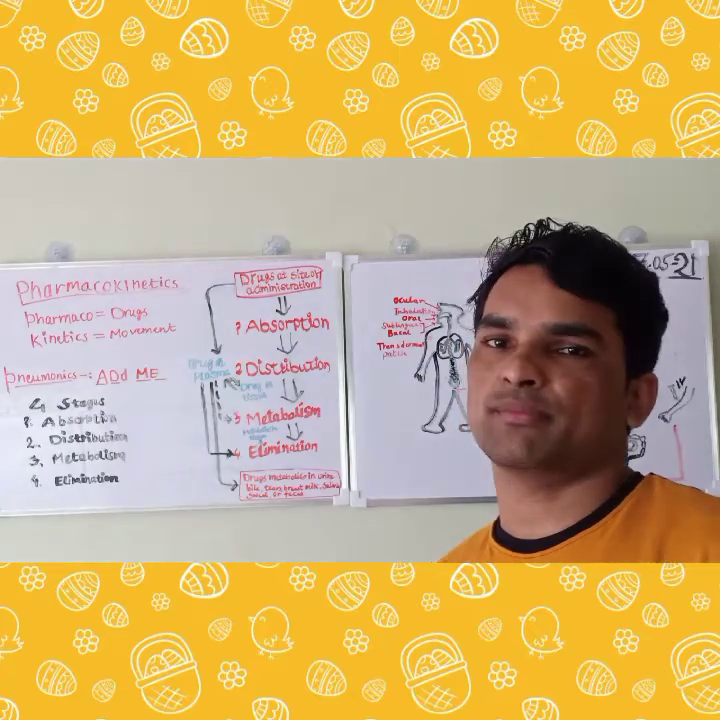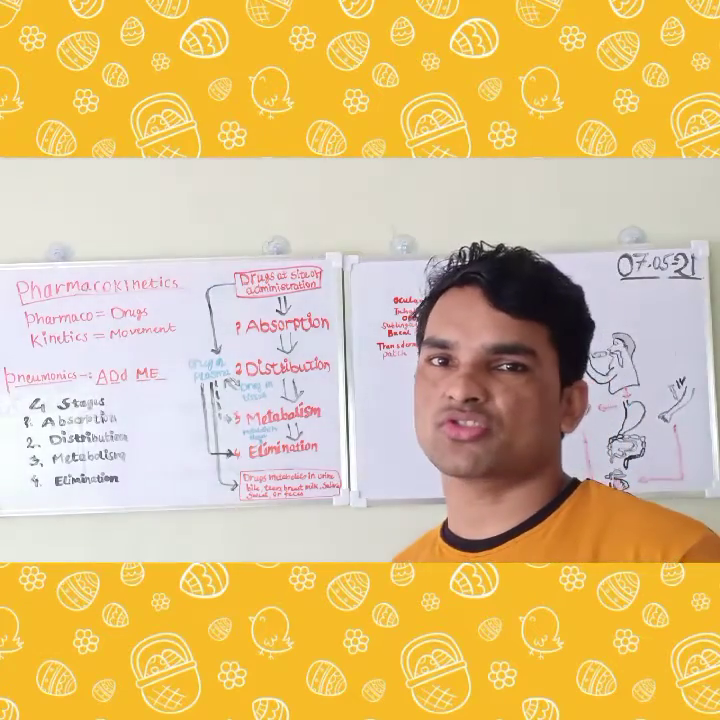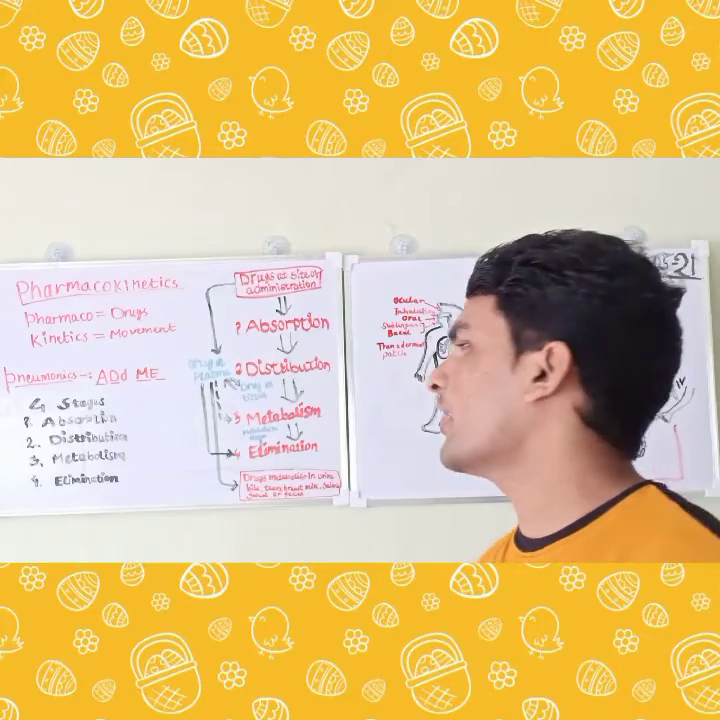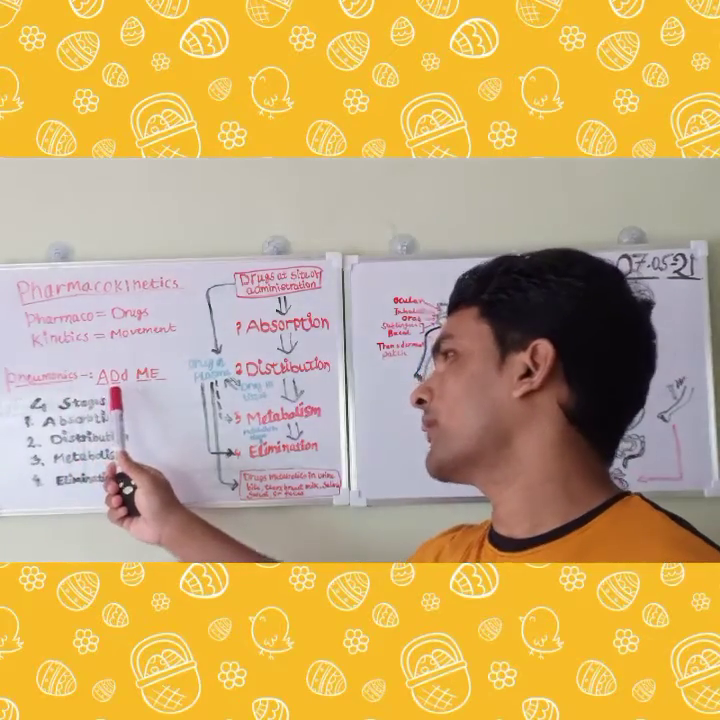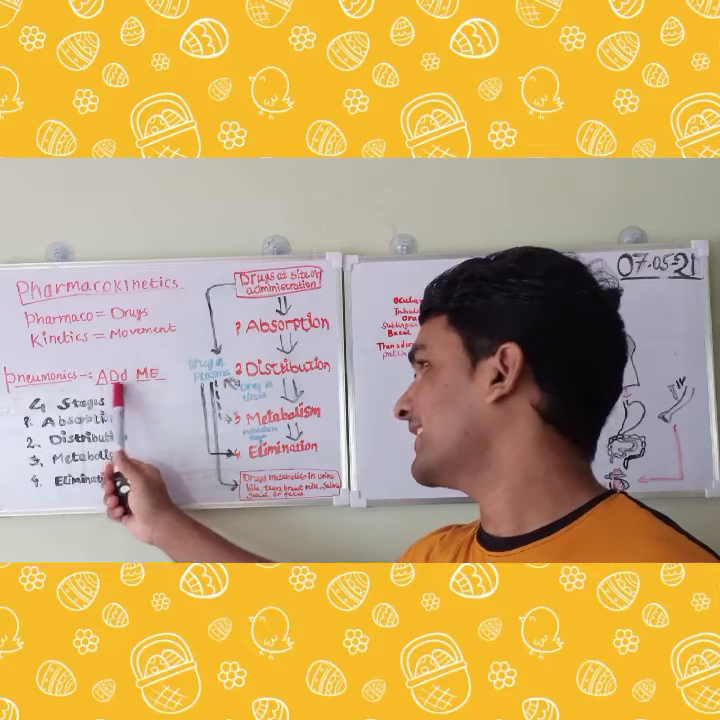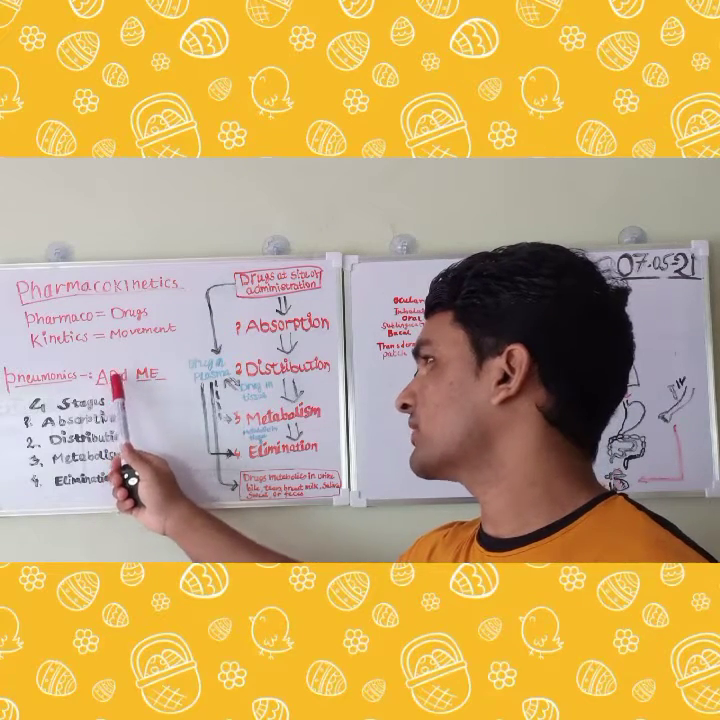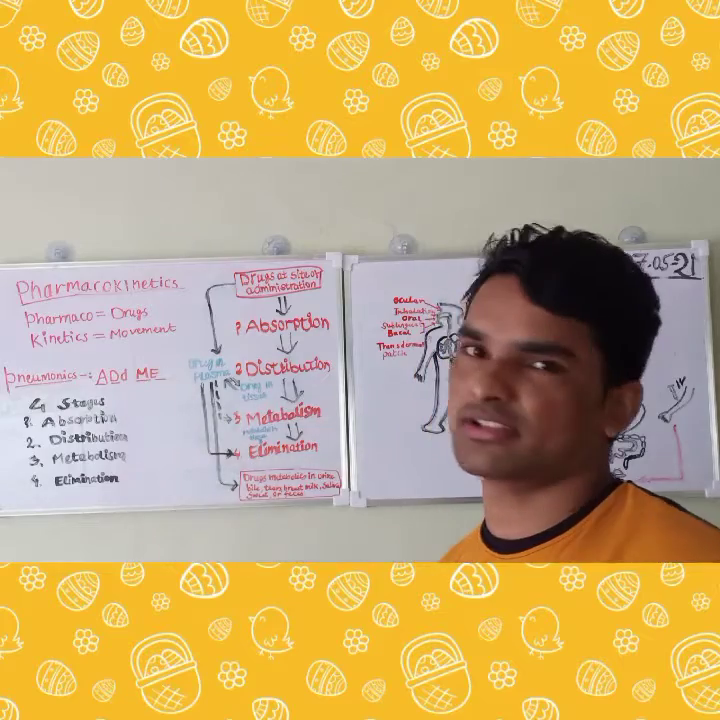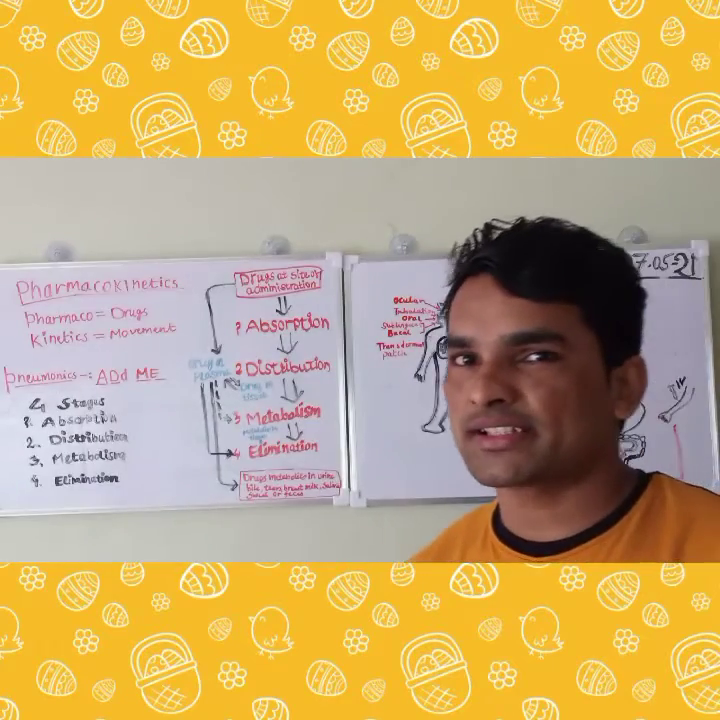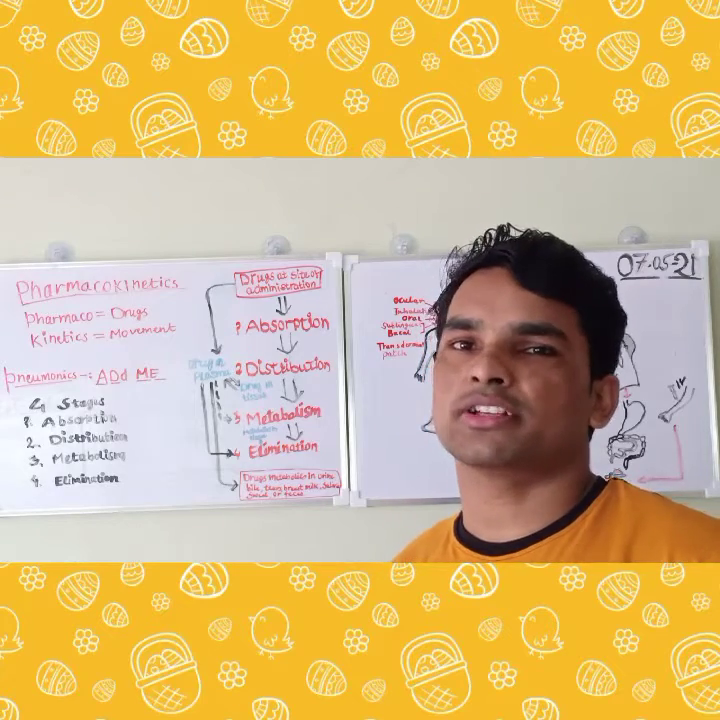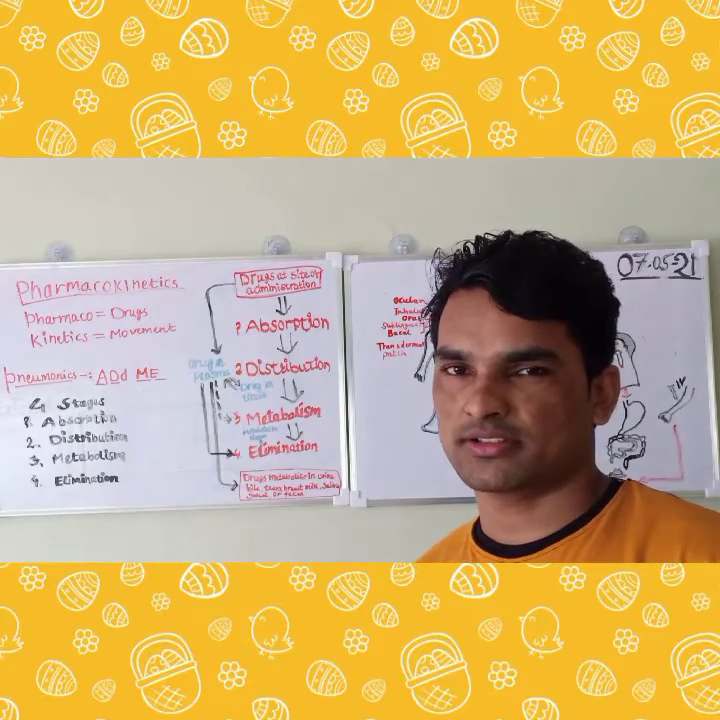There are four stages of pharmacokinetics, that's absorption, distribution, metabolism and excretion. Right? And we have a mnemonic also to remember these four things, that is ADME. ADME means absorption, distribution, metabolism and excretion. So we can easily define absorption, distribution, metabolism and excretion as pharmacokinetics, right?